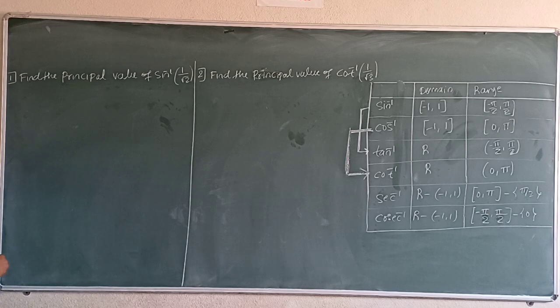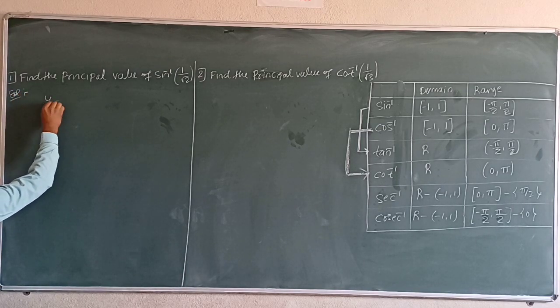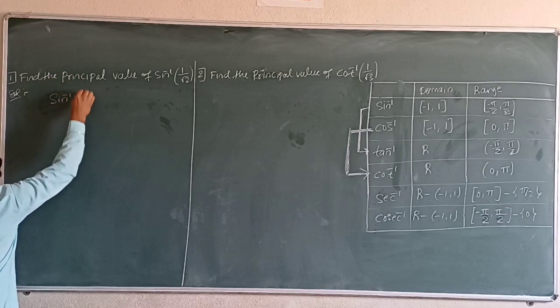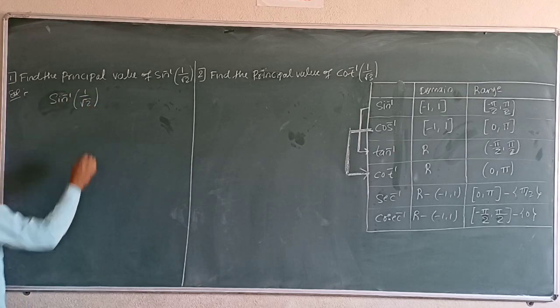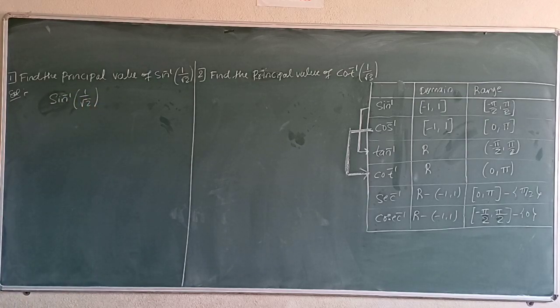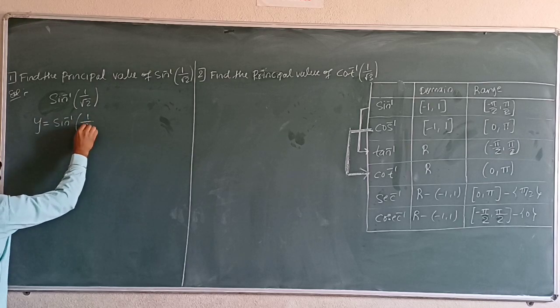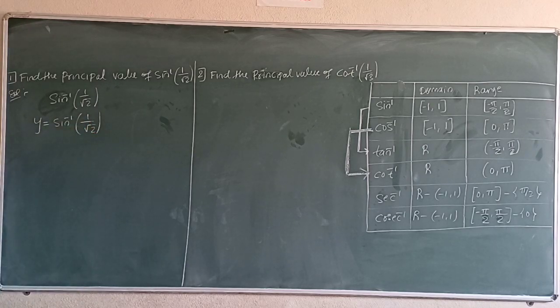Find the principal value of sin inverse of 1 divided by root 2. Solution: take y equals sin inverse of 1 divided by root 2. Now sin inverse transfers to the other side.